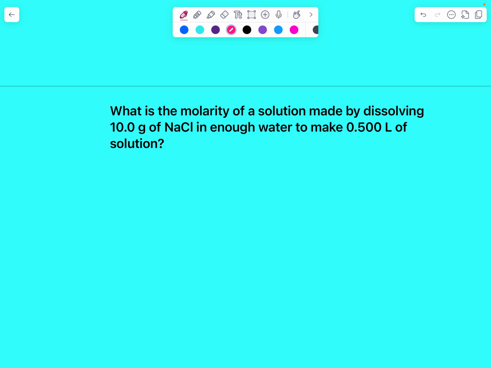What is the molarity of a solution made by dissolving 10 grams of NaCl, which is Na is sodium, Cl is chloride, in enough water to make 0.500 liters of solution? I'm given mass and volume, but molarity needs moles and liters. So we know our mass of NaCl is 10.0 grams because they told us that. And the volume is 0.500 liters. They told us that. Liters is volume, by the way. Okay. And then grams would be for mass.